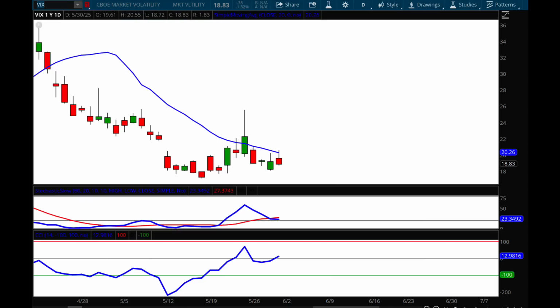A hammer is when you have a downward movement. Here I'm just representing 3 down days. A hammer looks like this. It's a small body candle with a long shadow underneath.